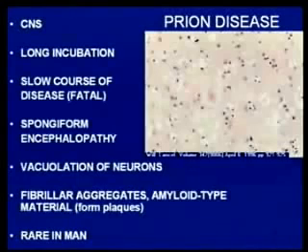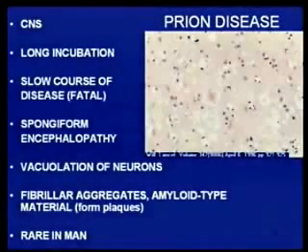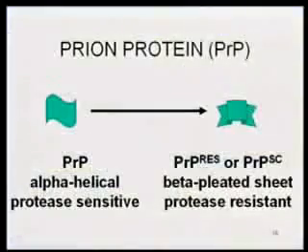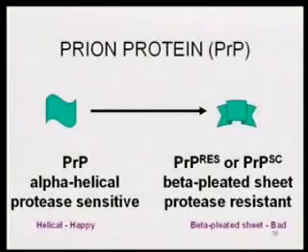So what are the features of the disease? It attacks primarily the central nervous system, has a very long incubation period. Once you get the disease, the course of disease is months or even into years. You get this spongiform appearance in the brain. You get vacuolation of the neurons. You get these fibrils formed. You get this amyloid material. They form these plaques which stain with certain things. And it's pretty rare in man.